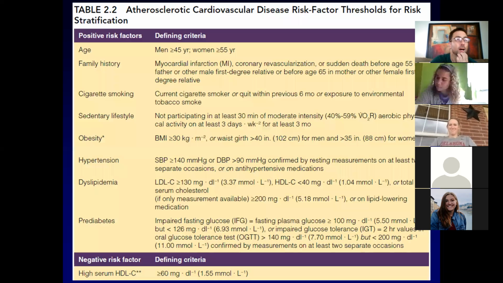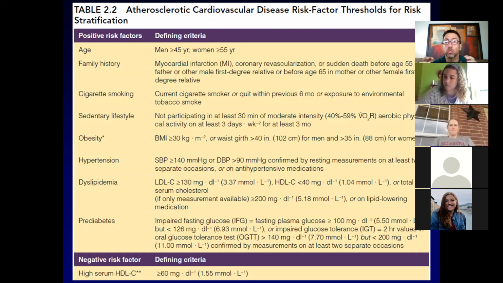Okay. All right. So now comes the next thing that we have to look at. If you don't have an obvious disease and you don't have any signs or symptoms, then you will not be high risk. You will not be high risk. I cannot emphasize this enough.